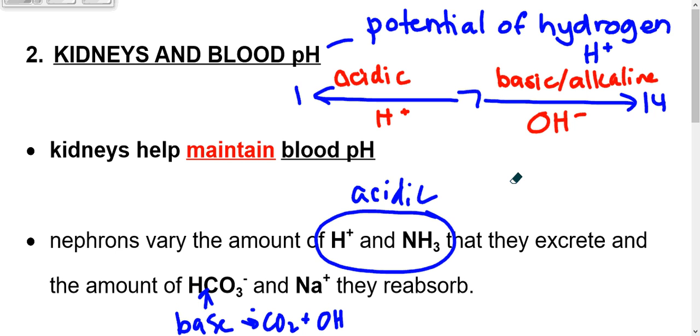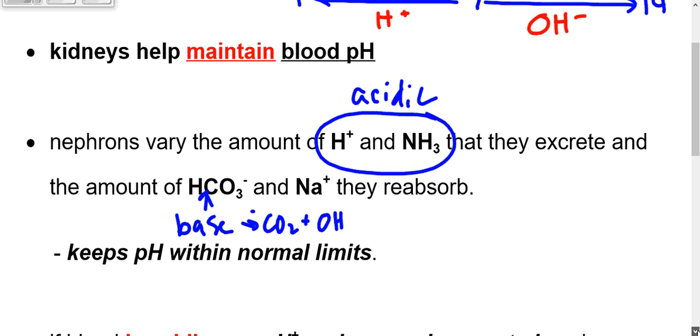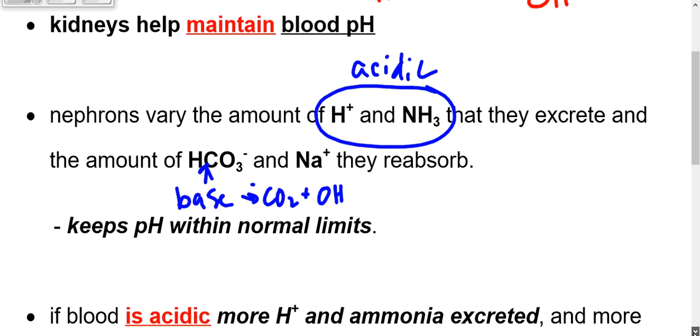So your kidneys help to maintain your blood pH along with your blood volume, along with filtering the blood. So your nephrons vary the amount of hydrogen ions and ammonia that they excrete. So those are the acidic portions, and the amount of bicarbonate, HCO3, and sodium they absorb. So bicarbonate is that base. It'll actually break up into carbon dioxide and that OH negative or that hydroxide. So this is what keeps your blood pH within normal limits.